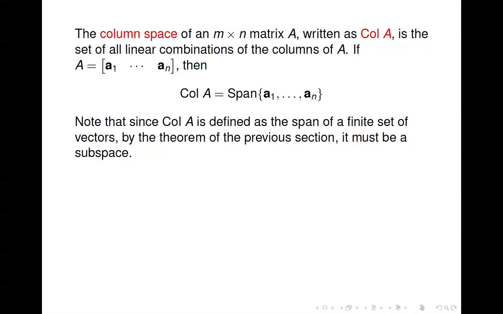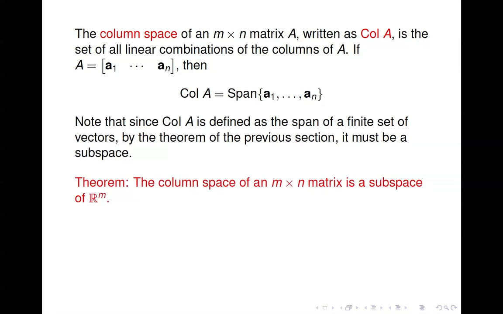Since the definition here is that the column space of A is the span of a set of vectors, it too is a subspace of some vector space. In this case, if A is m by n, then the column space is going to be in Rm, because when you take a linear combination of vectors with m components, you're going to get another vector with m components. So the column space of A is in Rm.